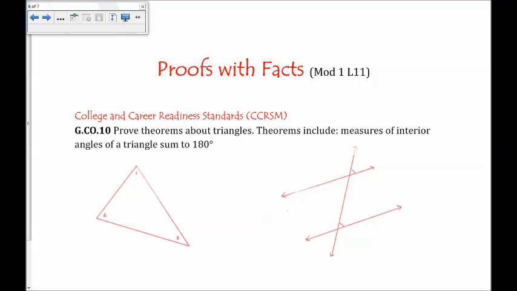Next lesson is about proofs with facts, and it's very much a continuation of the previous lesson about proofs. In this lesson, we're hitting one CCRSM standard: to prove theorems about triangles. Theorems include that the measures of interior angles of a triangle sum to 180 degrees. Again, this has the phrase "theorems include," which means you don't only know this theorem, but you know other theorems like it as well.